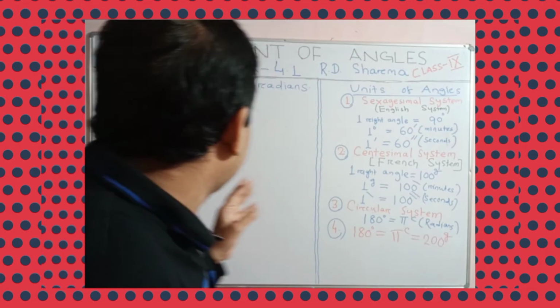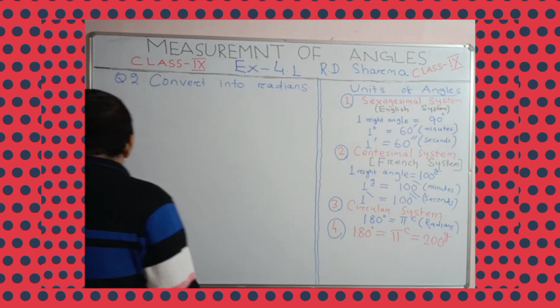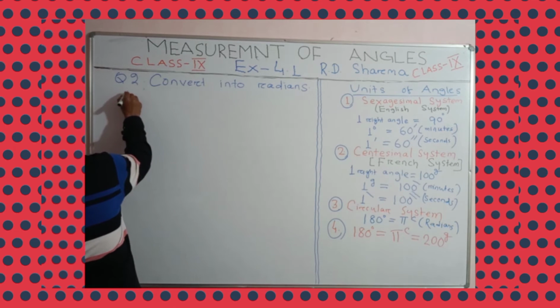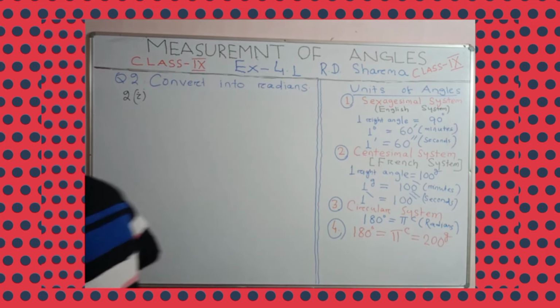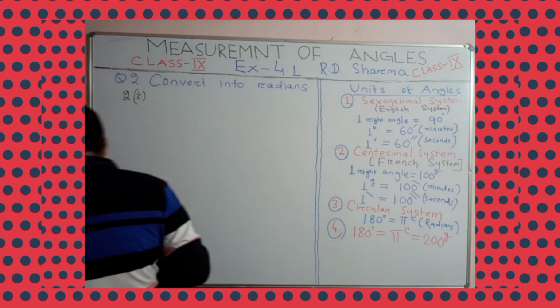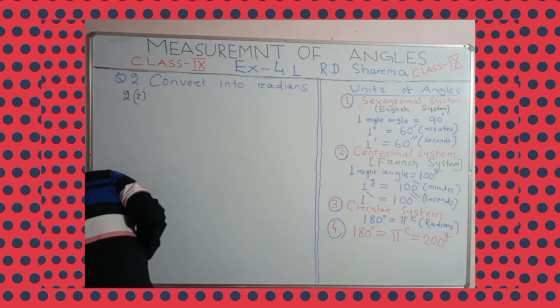Degree, and we are going to convert into radian. So convert the angle into radians. Okay, so question number 2, first bit. The first point, it is given 300 degree.